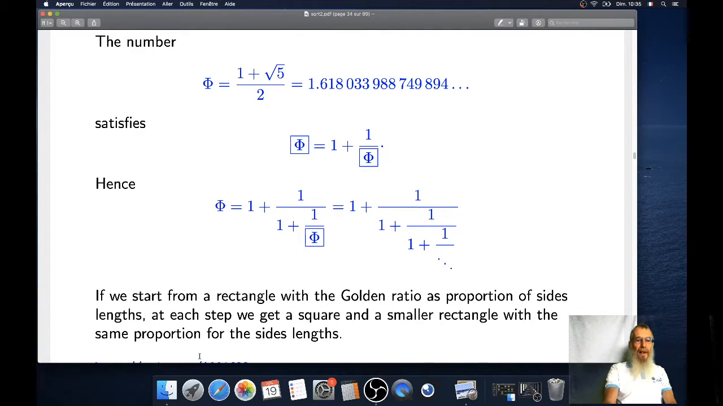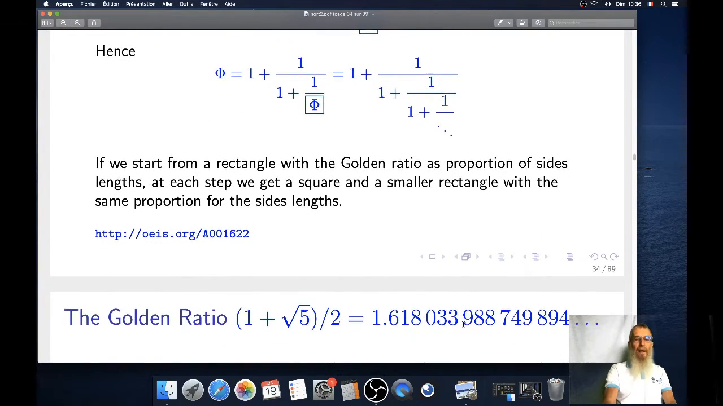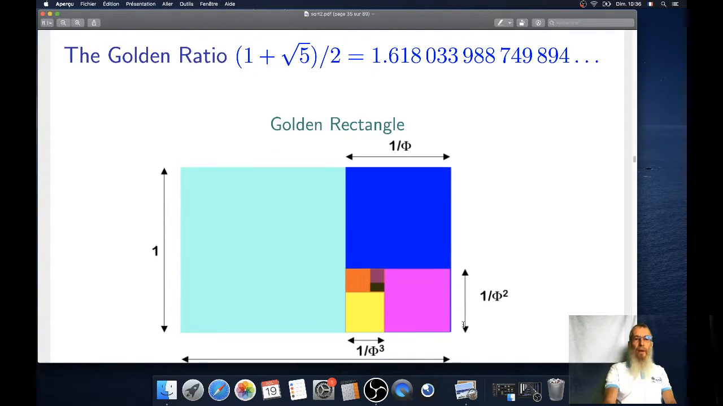It means that if you start with a rectangle with the golden ratio as a proportion of side length, at each step you get a square and a smaller rectangle with the same proportion of the side length. The continued fraction expansion of phi is infinite, periodic, and the number phi is not a rational number, as I explained before. So square root of 5 is not a rational number. So this is what we obtain.